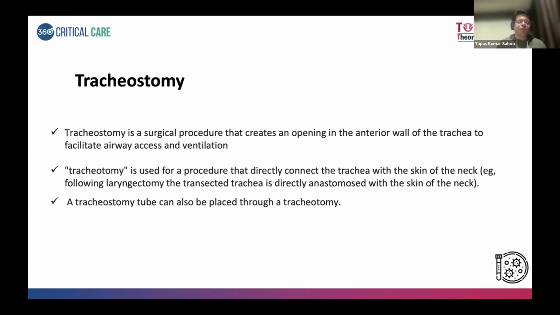Like laryngectomy, following laryngectomy, what is happening? The larynx is actually completely taken out. Now the transected trachea is directly anastomosed with the skin of the neck. So that is tracheotomy. Now, in that tracheotomy track, a tracheostomy tube also can be placed. So tracheostomy is the procedure, tracheotomy is when you are directly connecting the trachea to the skin.